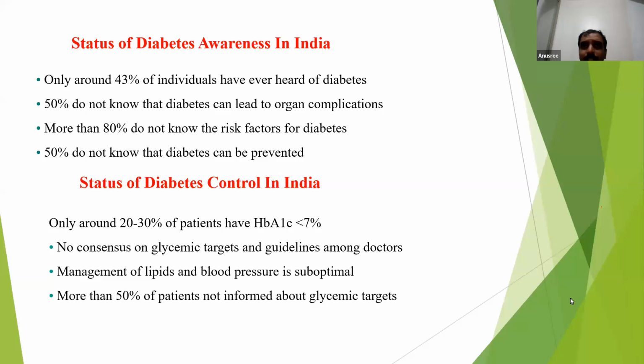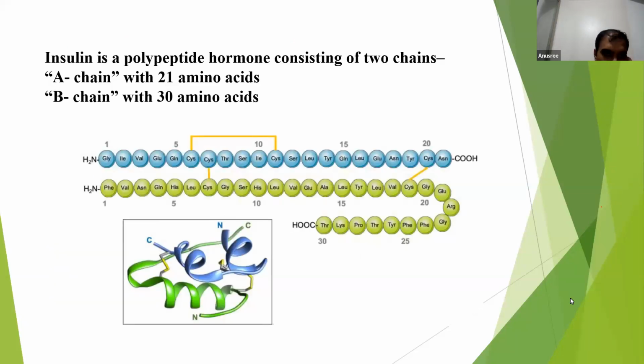This was done in almost 7 centers in India, and more than 50% of patients are not at all informed about glycemic control. I know it is difficult in a busy OPD in a primary care setting to explain all these things, but it will be good if we suggest these to patients.